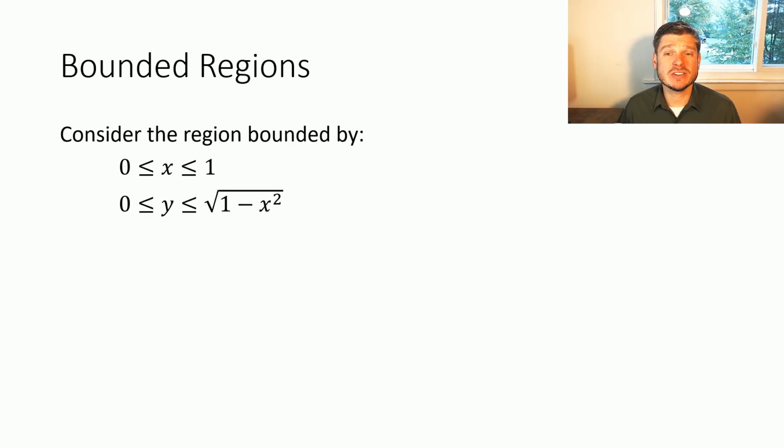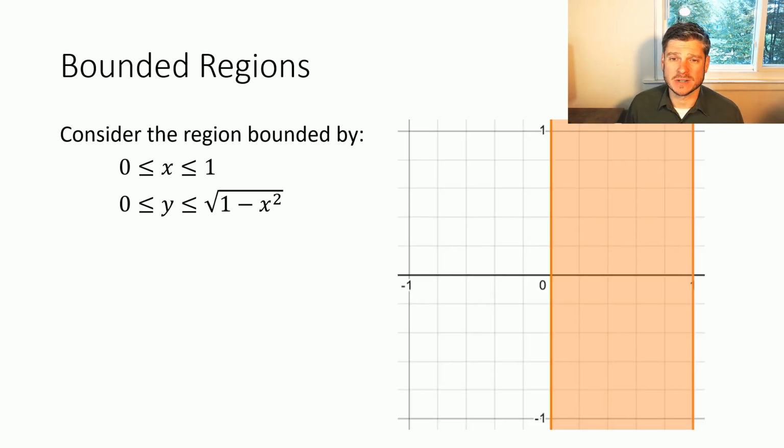Let's say I want to consider this region bounded by 0 less than or equal to x less than or equal to 1, and then y is bounded by 0 and the square root of 1 minus x squared. What is this going to look like? Always start with the numeric part first. I know that x is bounded between 0 and 1. That's the easy part. I know that I'm going to be bounded in this region of my xy plane between 0 and 1, that extends infinitely, and then y should bound this further.